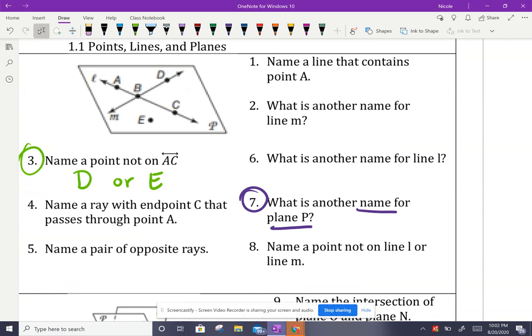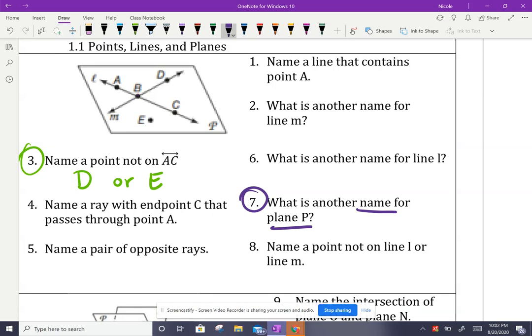So I cannot use plane A, B, and C. That doesn't work. They are all on the same line. So at least 1 point needs to not be on the line. There again are multiple answers to this question. You could use ABD, DBC, BEC, CAD, for example. Multiple answers. So there's not one correct answer to this question.